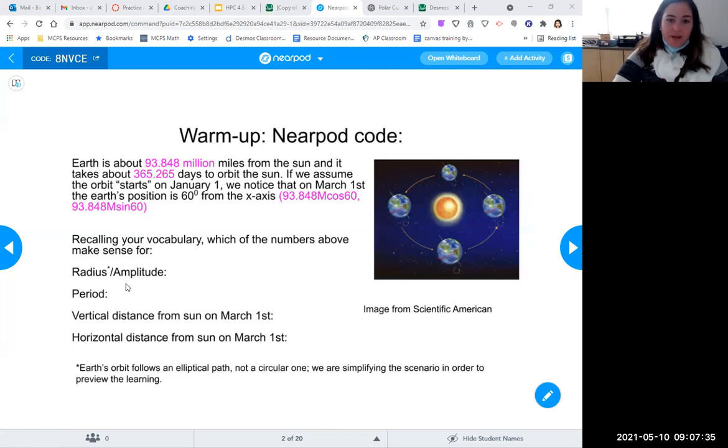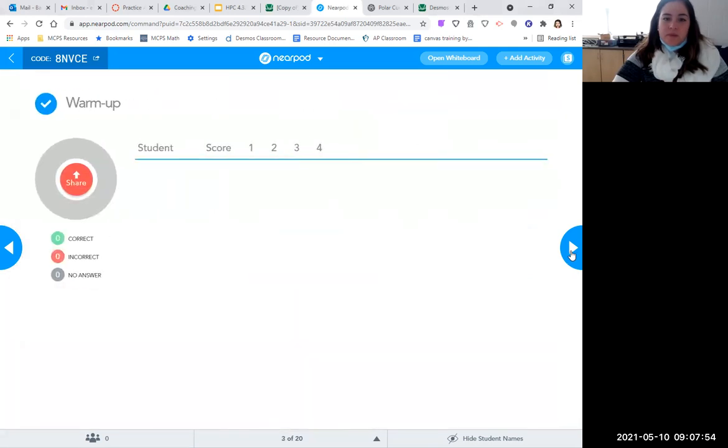Once you've read it, each of these pink highlighted numbers goes in for one of these things: radius/amplitude, period, vertical distance from the sun on March 1st, and horizontal distance from the sun on March 1st. So see if you can match. All right.